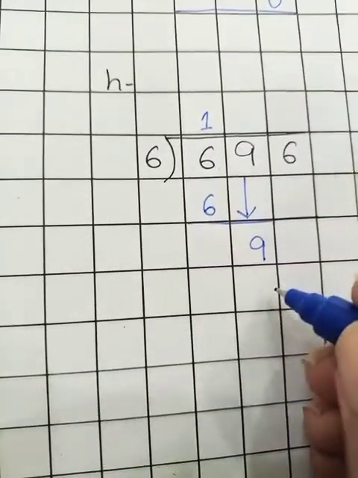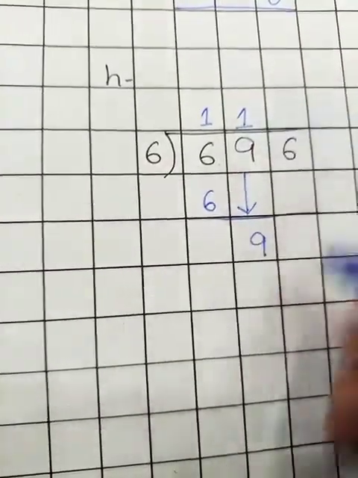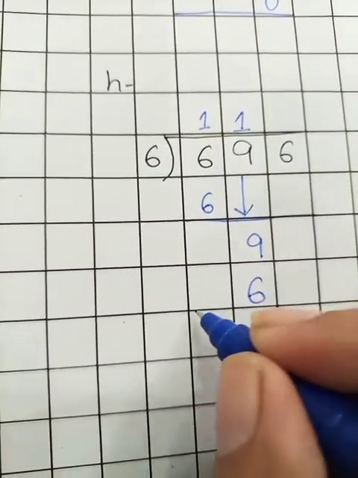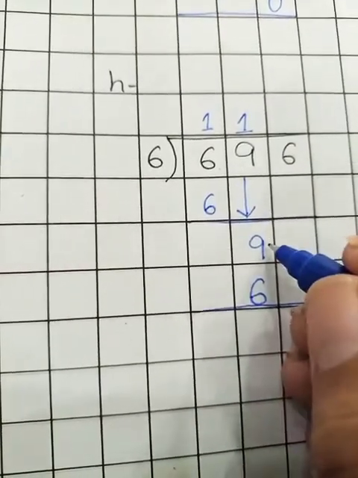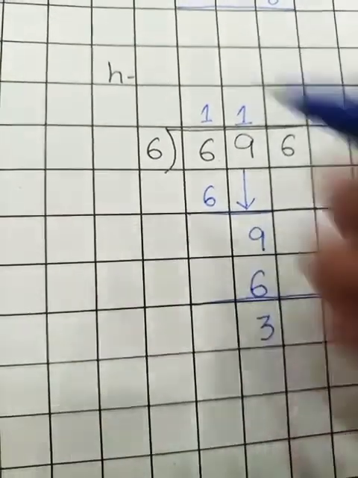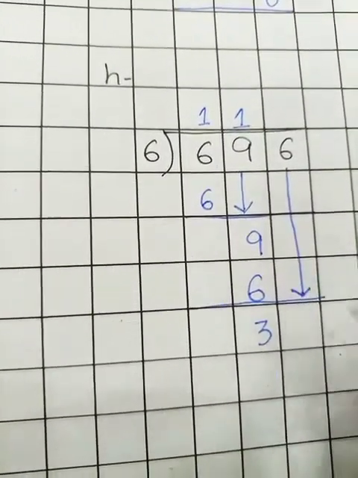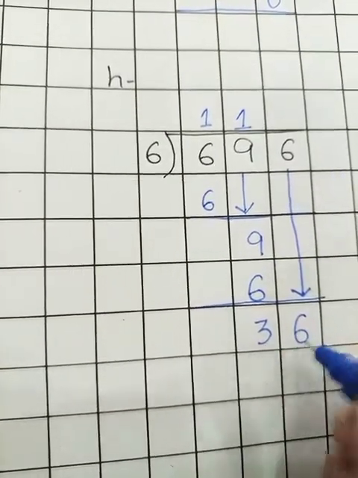And 6 twos are 12. I can't write the 12 here, so I have to write 6 ones are 6 again, and do the subtraction. 9 minus 6 is 3. This 3 is smaller than my 6, so I have to take this 6 down here. So students, this will become 36.